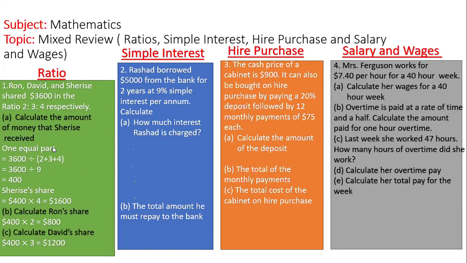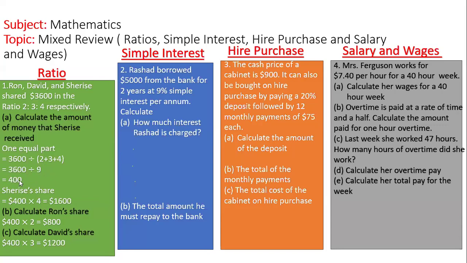So let's try it again. How are we going to get 1 equal part? After the 1 equal part equation, that would be 400, right? We got 400 by dividing 3,600 by 2 plus 3 plus 4, which is 9. 3,600 divided by 9 is 400. Where do we get the 9 from? By adding 2 plus 3 plus 4. Good. So we have 3,600 divided by 9 gives us 400. That's 1 equal part.